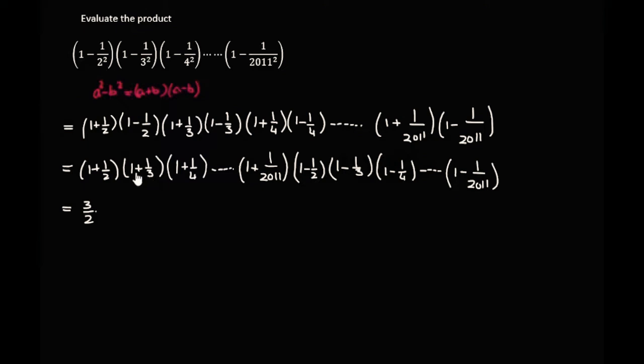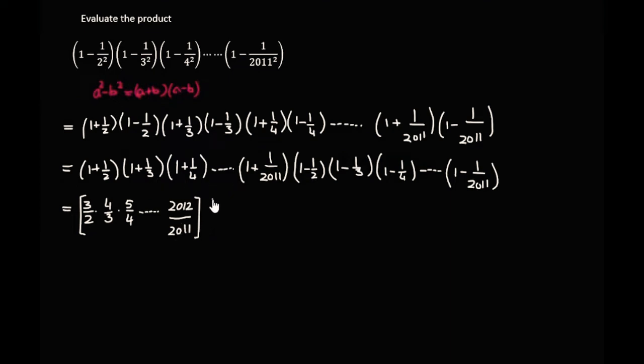This is 3 plus 1, which is 4 over 3. The next term is 5 over 4, and so on. Then the last term is 2011 plus 1, which is 2012 over 2011. This is the expression with the terms containing the plus sign.